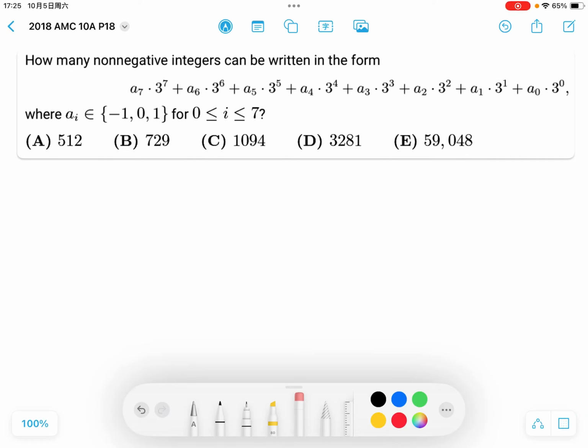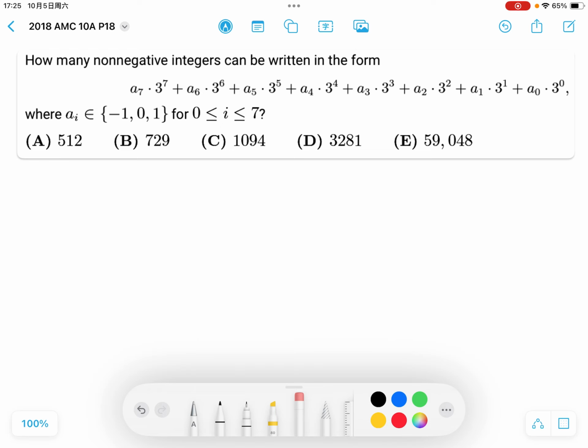Let's look at this problem from 2018 AMC 10A. It's problem 18. How many non-negative integers can be written in the form of this entire expression, where a sub i is either -1, 0, or 1, for 0 less than or equal to i less than or equal to 7? We have 5 options here.